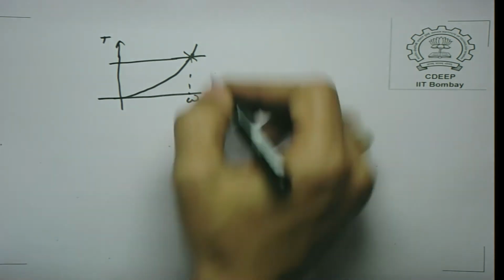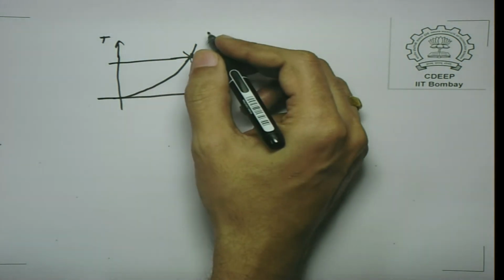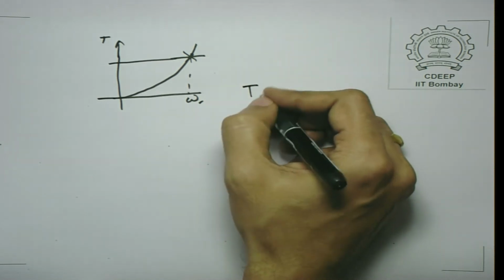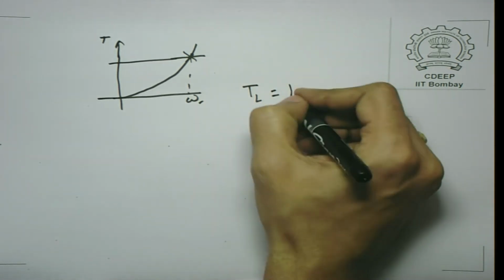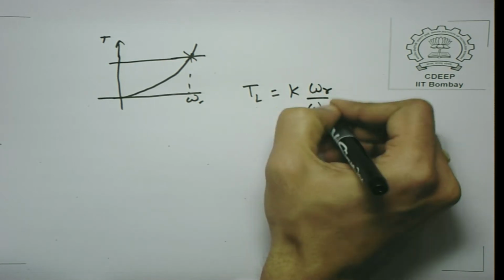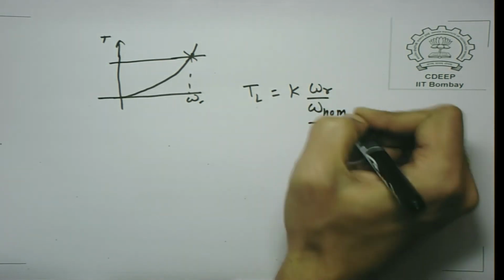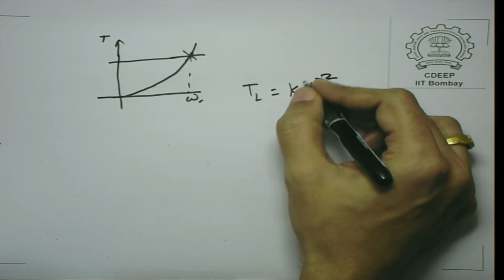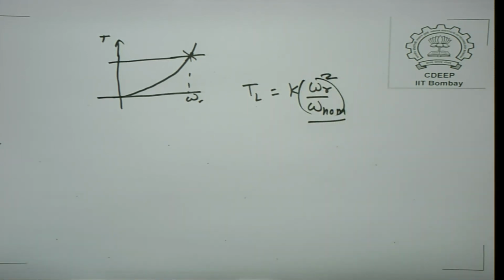So, this is the characteristic of a fan type load. In fact, TL is equal to K times omega r by omega nominal, rather than saying omega s, because this is a nominal frequency, the whole thing squared. So, the speed at which the motor finally operates depends on the intersection of these two characteristics.